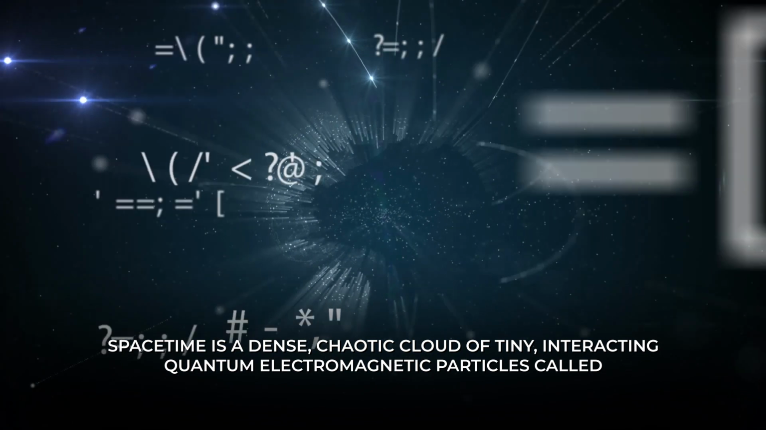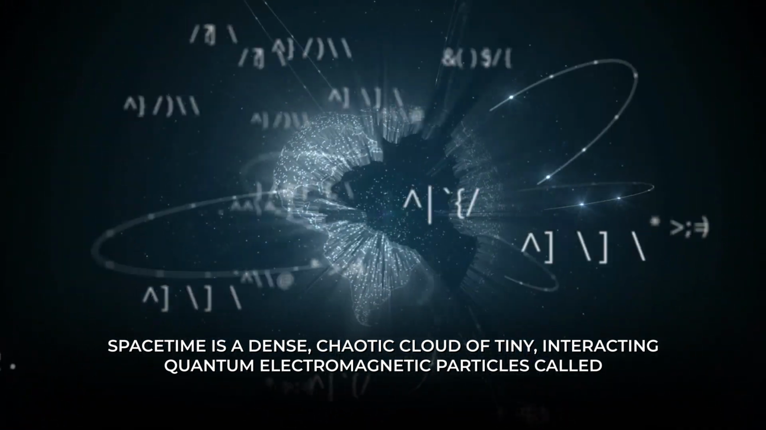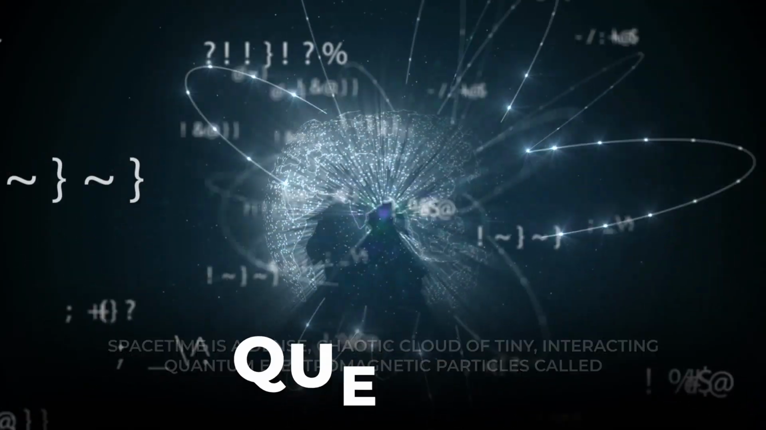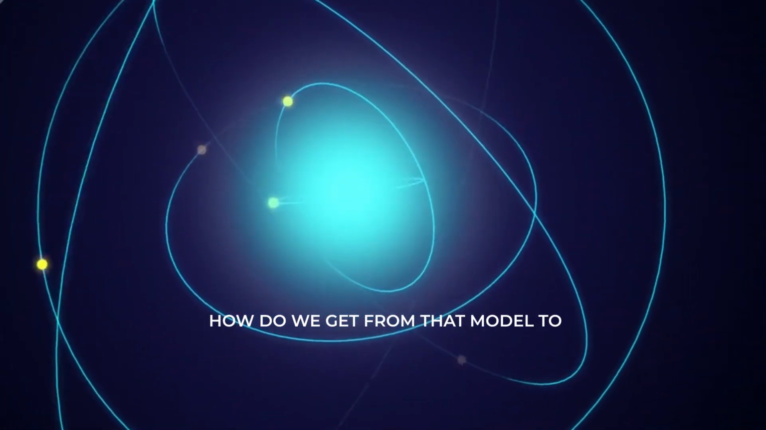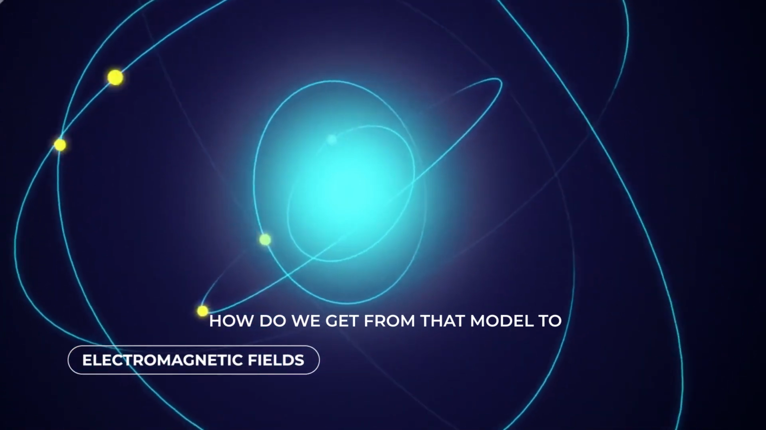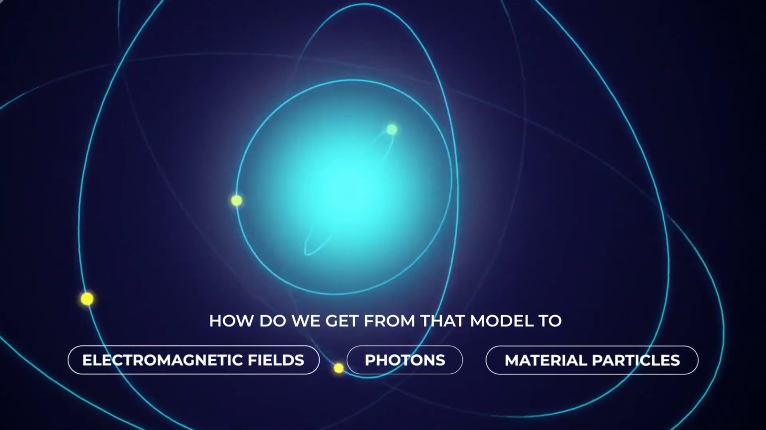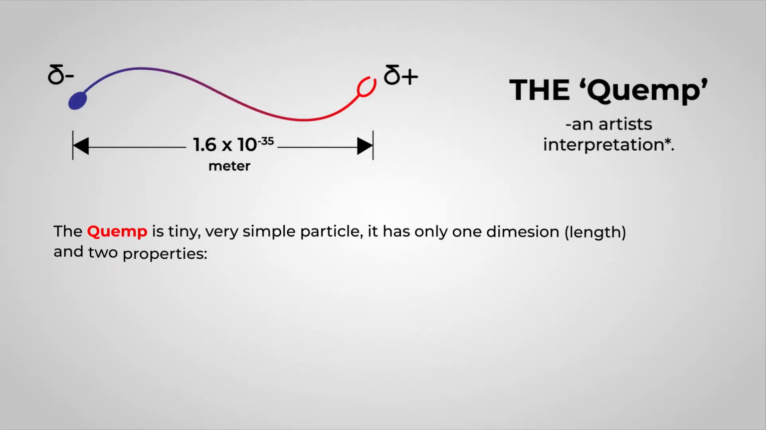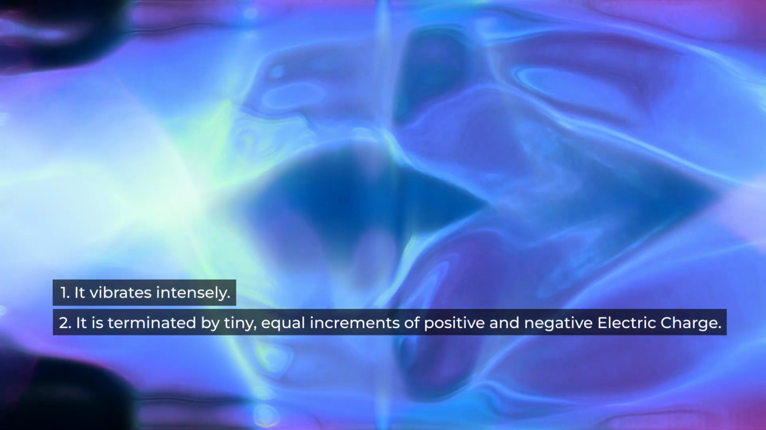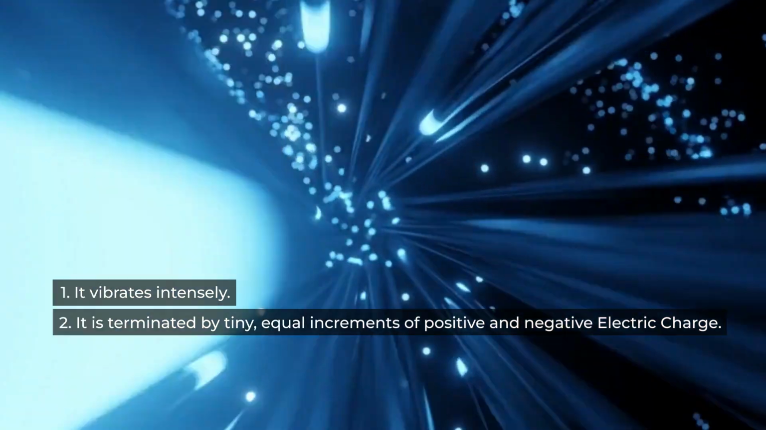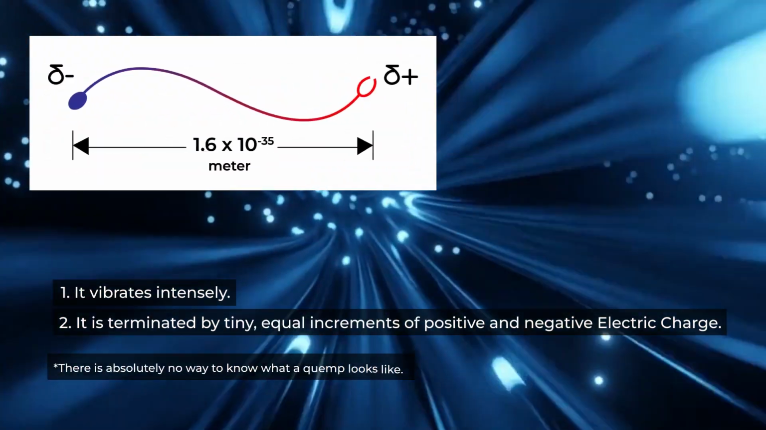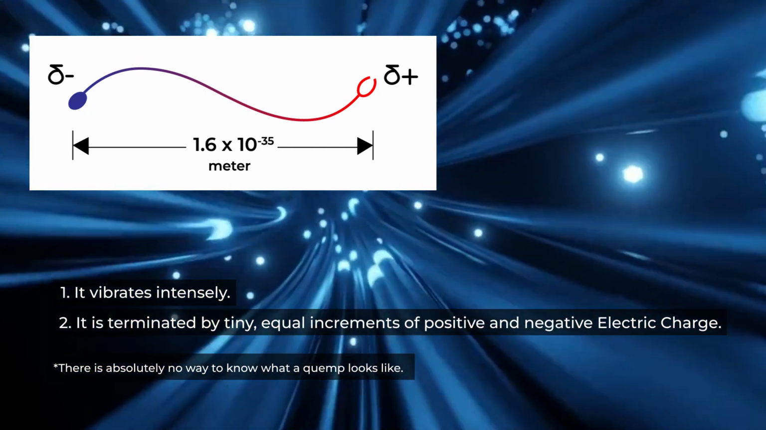In an earlier video, we proposed that space-time is a dense, chaotic cloud of tiny, interacting quantum electromagnetic particles called QEMPs. How do we get from that model to electromagnetic fields, photons, and matter particles? A reminder, QEMPs are tiny, very simple particles. They have only one dimension, length, and two properties. They vibrate intensely, and they are terminated by tiny equal increments of positive and negative electric charge. This diagram is purely an artist's interpretation.